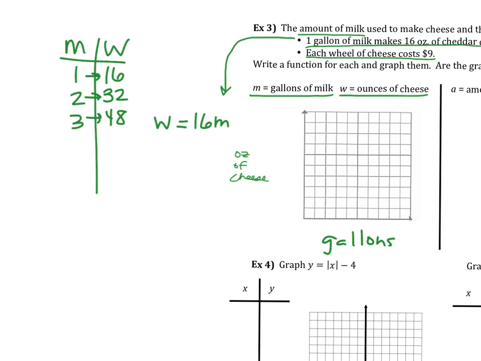Continuous, right? Because I can use any amount of milk. I can pour 2 ounces in. I can pour 4 ounces, 5, 6, 7. I can pour any amount of milk in and get some amount of cheese, right? So this one's going to be continuous.